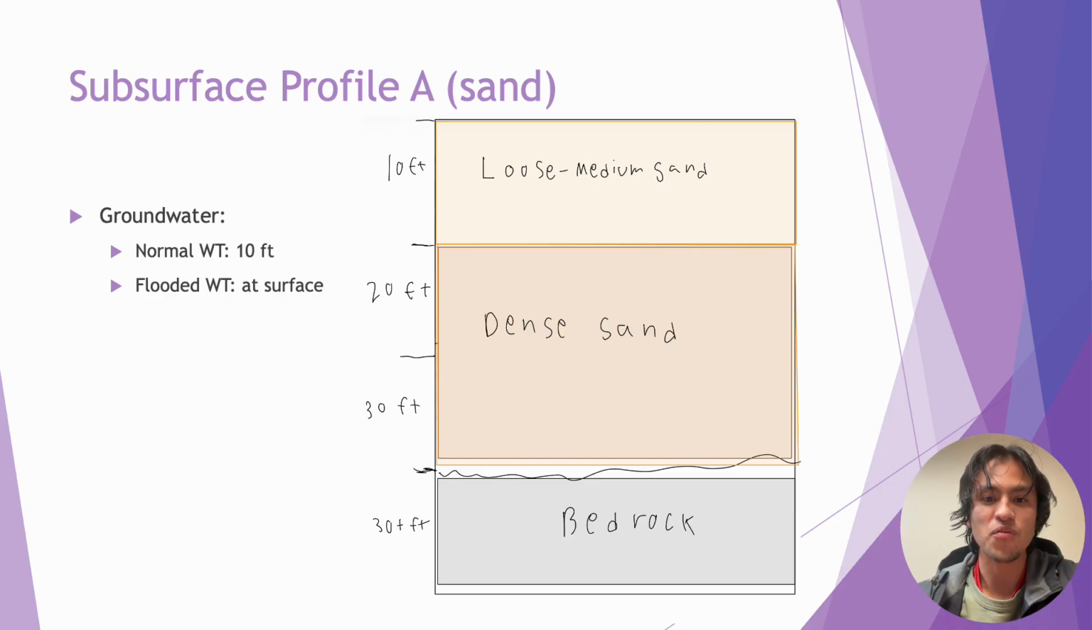So for our subsurface profile A, we idealized it to be mostly made out of sand: the first 10 feet having loose to medium sand, the next 20 feet having dense sand, and after that reaching bedrock. For our normal water table, we found it to be 10 feet below the surface level, and for our flooded water table, we just have it at the surface level.